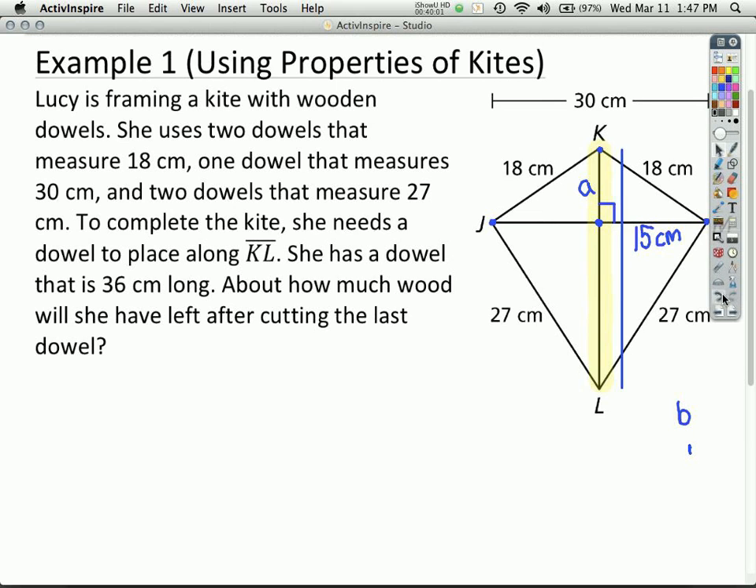It's gonna be equal because 27 on the bottom. Okay? That's why they're equal.